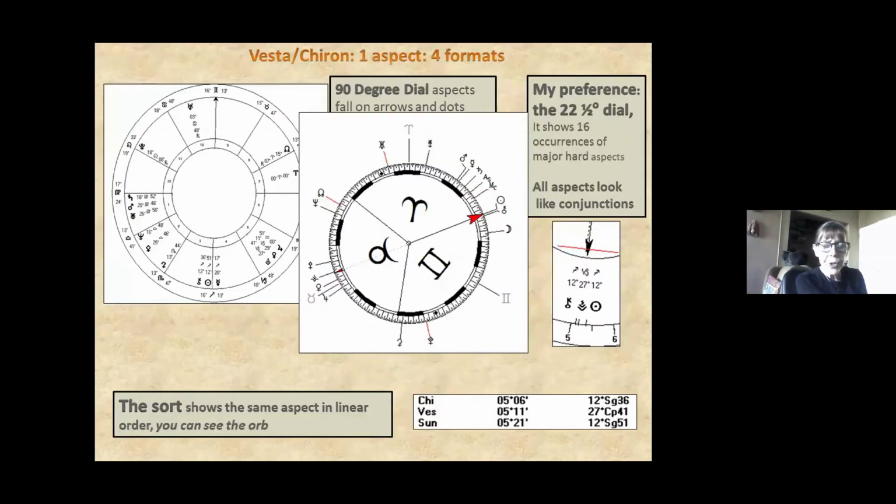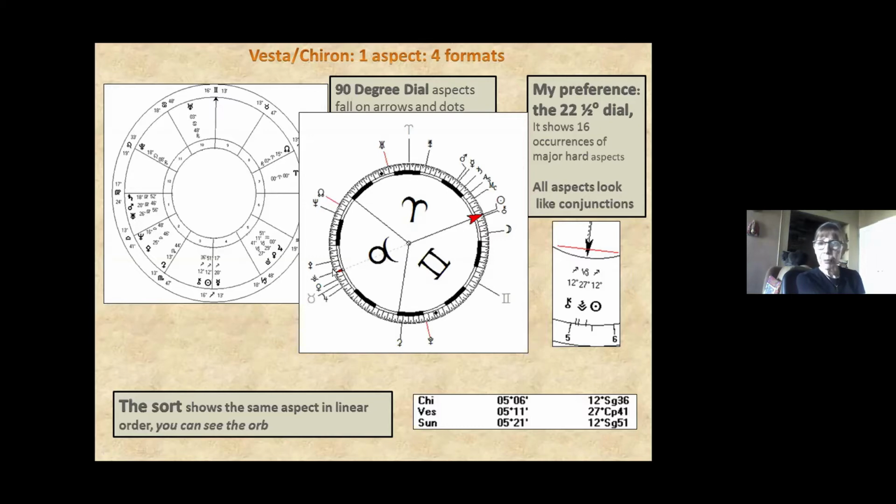This is a person with Vesta Chiron that you cannot see in his natal chart. You can see that he's got a Sun-Chiron conjunction, but you cannot see that it's an aspect to Vesta. And so when you put him on one kind of dial, you'll see it this way. In this dial, it's a 90-degree dial, and the aspects fall on the arrows. And so we can see that he's got Sun Vesta Chiron. On this side of the arrow, he's got Sun Chiron. On this side of the arrow, he's got Vesta.